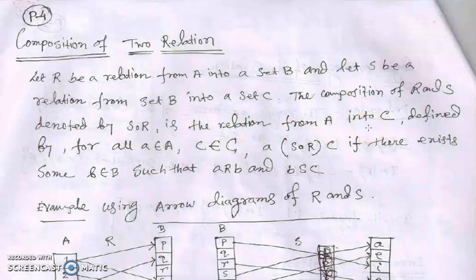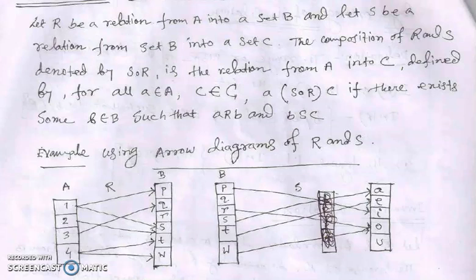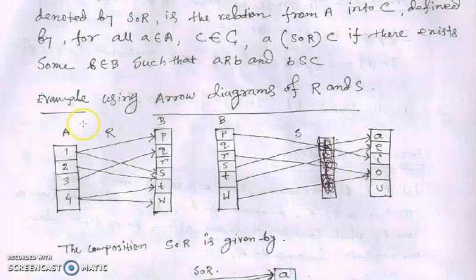from A into C, defined by, for all a belongs to capital A, c belongs to capital C, a is related to c by the composite relation S composed R if there exists some b belongs to capital B such that (a, b) belongs to R and (b, c) belongs to S, that is, a is related to b and b is related to c. You can easily understand this concept according to this diagram. You can easily observe this one: 1 is R related to P and P is S related to I.